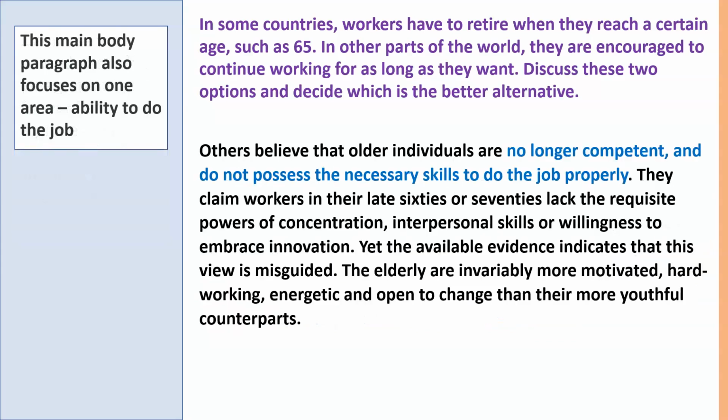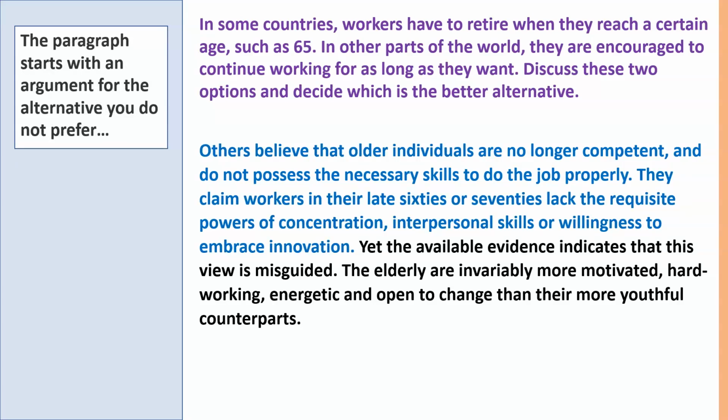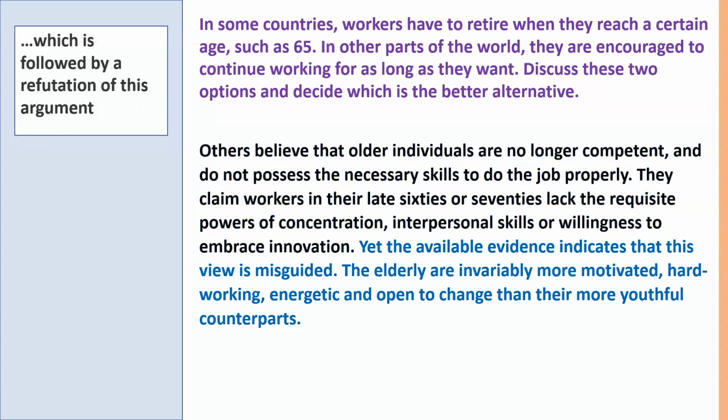Moving on to the next main body paragraph. This focuses on one area, and this is the ability to do the job, and that's made clear at the beginning. So we need to start with arguments for the alternative that we do not prefer, followed by a refutation of this argument, or arguments for the option or alternative that we do prefer.